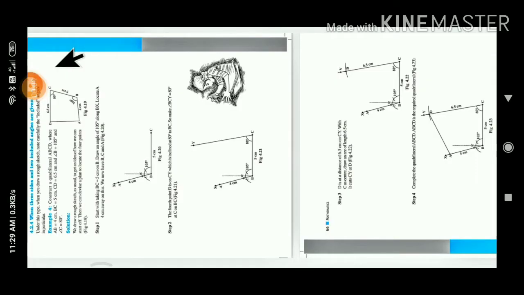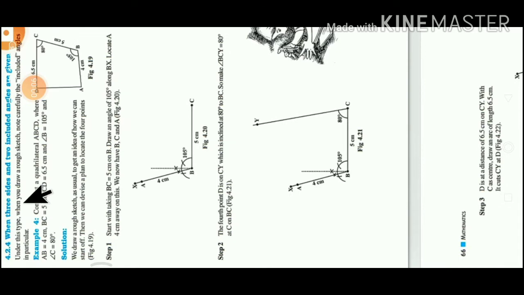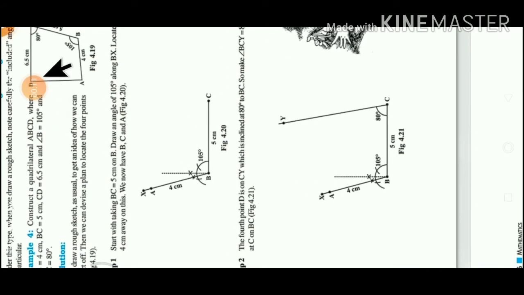Study to make the quadrilateral when 3 sides and 2 included angles are given. Okay, so when you have to draw, first draw the rough sketch. In this rough sketch, you have to mention the angle first, which angle is of how much measure. Then it will be very clear how to draw. Let us take an example: construct a quadrilateral ABCD where AB equal to 4 cm, BC equal to 5 cm, CD equal to 6.5 cm, angle B is 105 degrees and angle C is equal to 80 degrees.